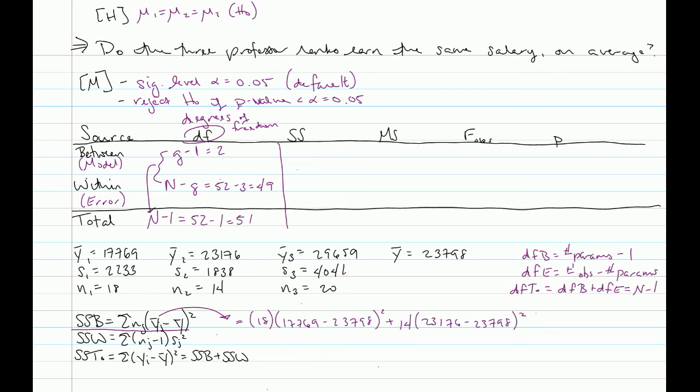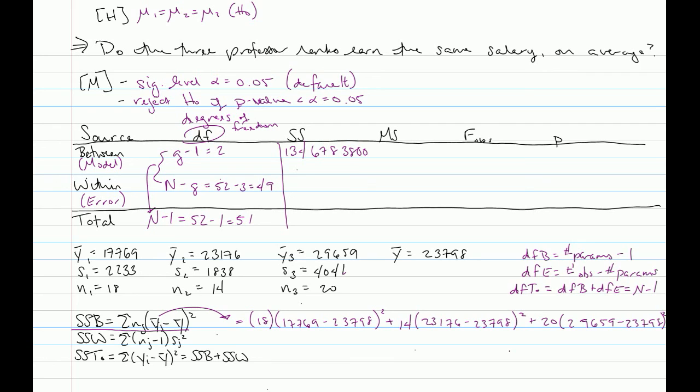And then I have one more group, group 3, and I'm going to find its contribution, sample size 20, times its squared deviation, 29,659 minus 23,798 squared. And when I add all of that up, I get approximately 134,678,3800 with rounding, noting that my y bars were all rounded to begin with.